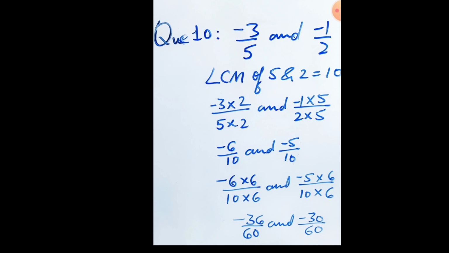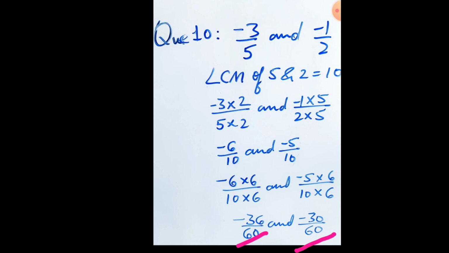Again we need 5 rational numbers here. So 5 plus 1 will be 6. Here we need 5 rational numbers, so 5 plus 1 will be 6. So we will multiply the numerator and denominator both by 6 in both rational numbers here like this. Then minus 6 into 6 will be minus 36 by 60. Here minus 5 into 6 will be minus 30 by 60.